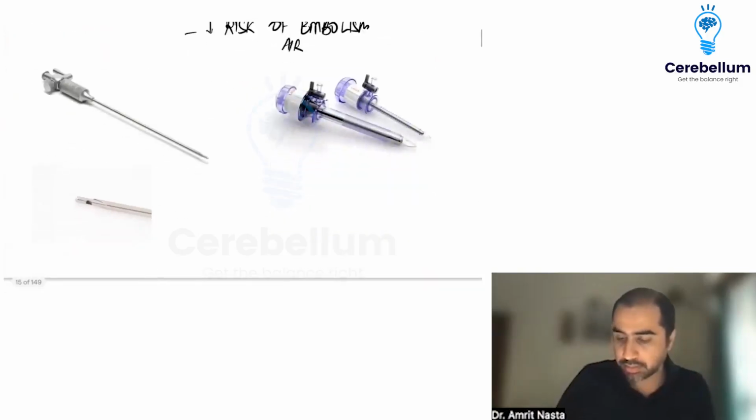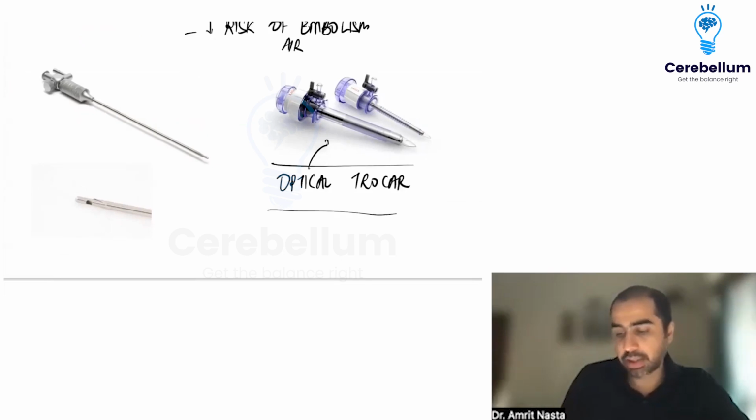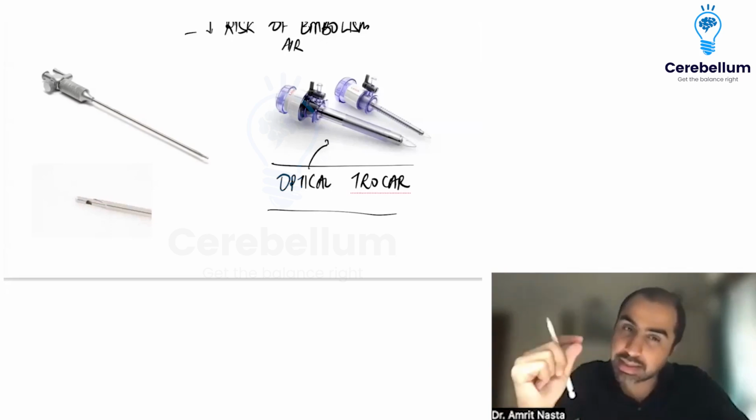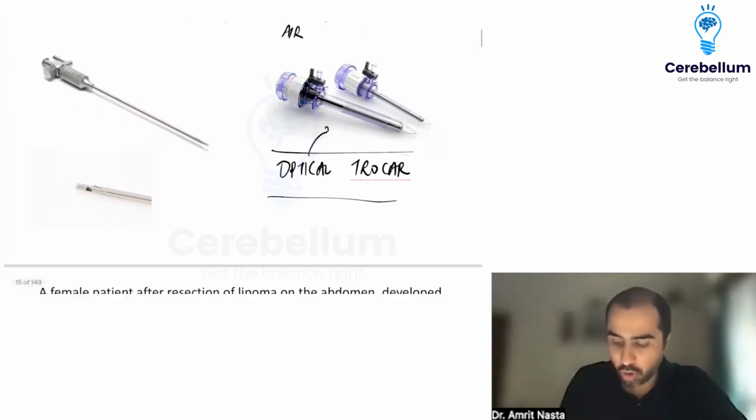What is this instrument? Trocar. Which trocar? This is a plastic trocar, also called an optical trocar. It is transparent. So when I put it, I can put a camera inside it and I can see from inside. That is why it is an optical trocar.